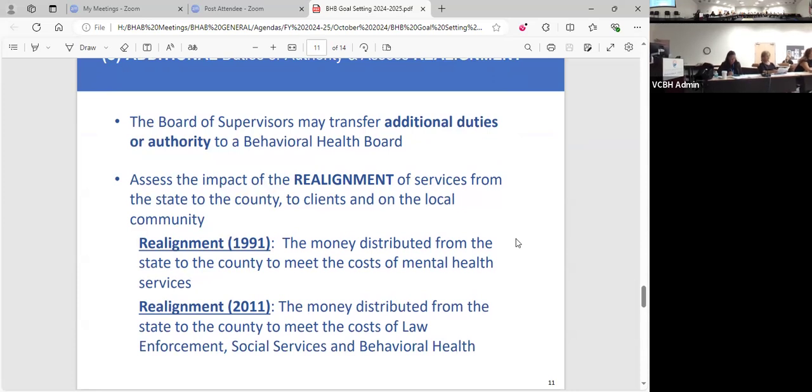When you hear information related to how the county is spending their money, realignment usually has a smaller percentage than Medi-Cal and Behavioral Health Services Act, but it's a significant percentage of funding. Realignment means the times in 1991 and in 2011 when the state took what their responsibility was and said, no, we're going to have the counties be responsible, and identified funding streams for that.